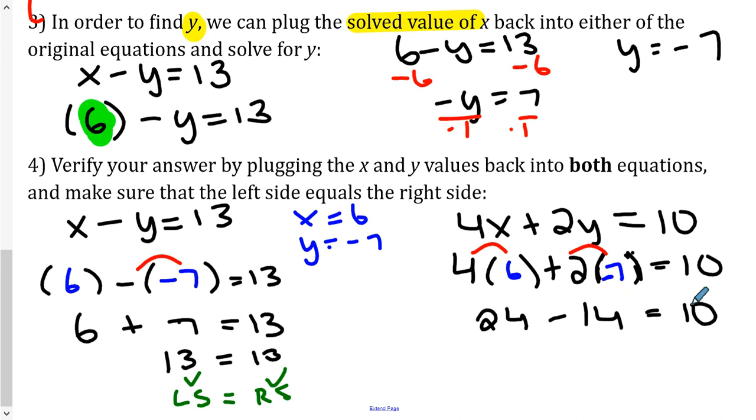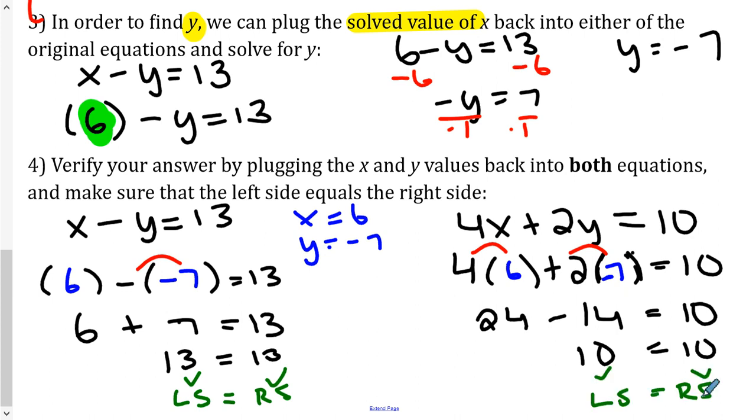Right, and this is a great way to check your mistakes. So there I almost kept it as +7. That would have given me some nonsense that says that 38 is equal to 10. Right, but because I noticed my error, I quickly fixed that. Right. 24 minus 14, 10. Is that equal to 10? It is.